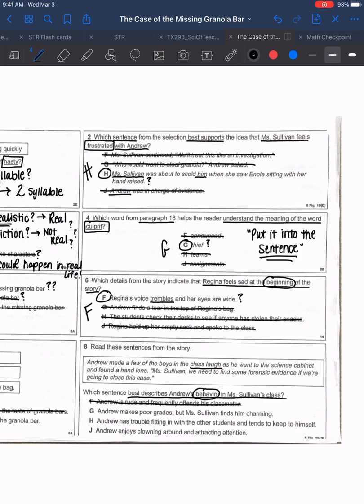G. Andrew makes poor grades, but Miss Sullivan finds him charming. Nowhere in this sentence does it talk about Andrew's poor grades or his grades at all. H. Andrew has trouble fitting in with the other students and tends to keep to himself. This talks about him making other kids laugh, so it's definitely not him being by himself. J. Andrew enjoys clowning around and attracting attention. Well, the fact that he was making them laugh is going to be a huge indicator that our answer is J.